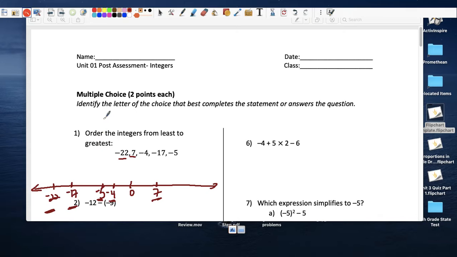Who's the poorest person? Poorest person is this guy. Who's the richest person? Richest person here in this group is usually the one who is at 7. Okay.